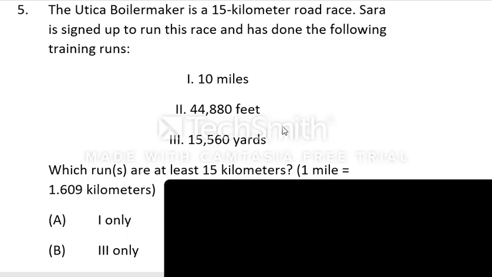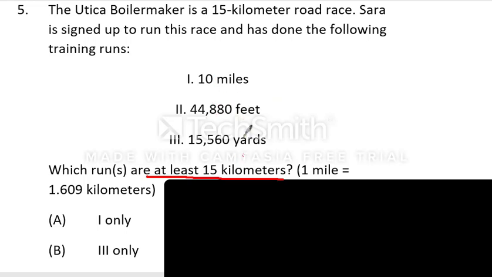All right, 5. It says Utica Boilermaker Salute. Anyway, let's first look and follow our general philosophy. Let's see, what does the question want me to answer? Which runs are at least 15 kilometers? So what is it wanting me to do?